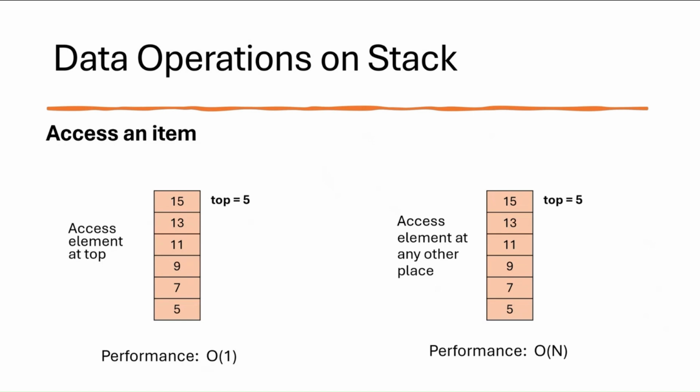The stack libraries, so we can't access any element at any position, right? So for that, we'll have to first remove and then go to that particular index and then access. So let's say if you want to access the element at 0, which is 5, then we'll have to parse the whole stack, and in such case, the performance is O of n, where n is the number of elements in the stack, right?